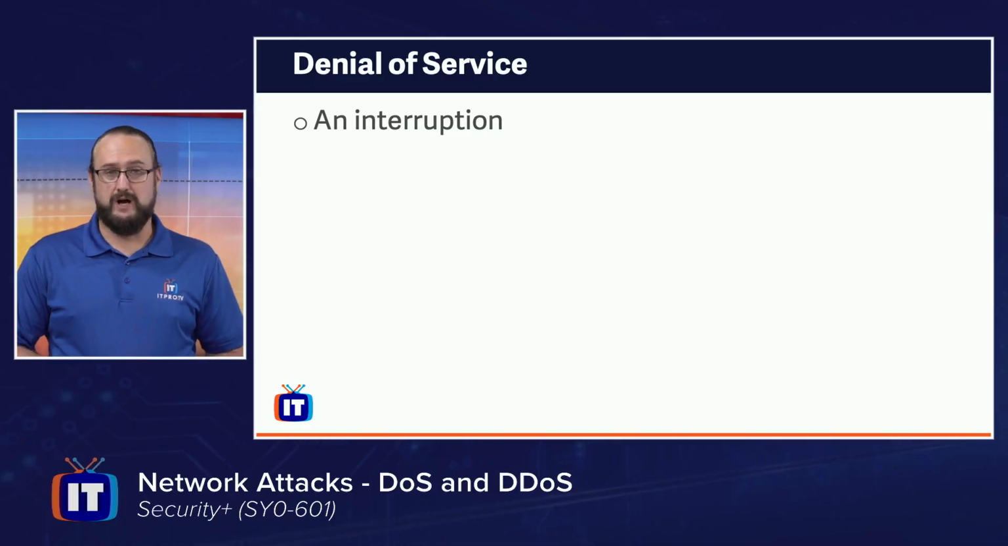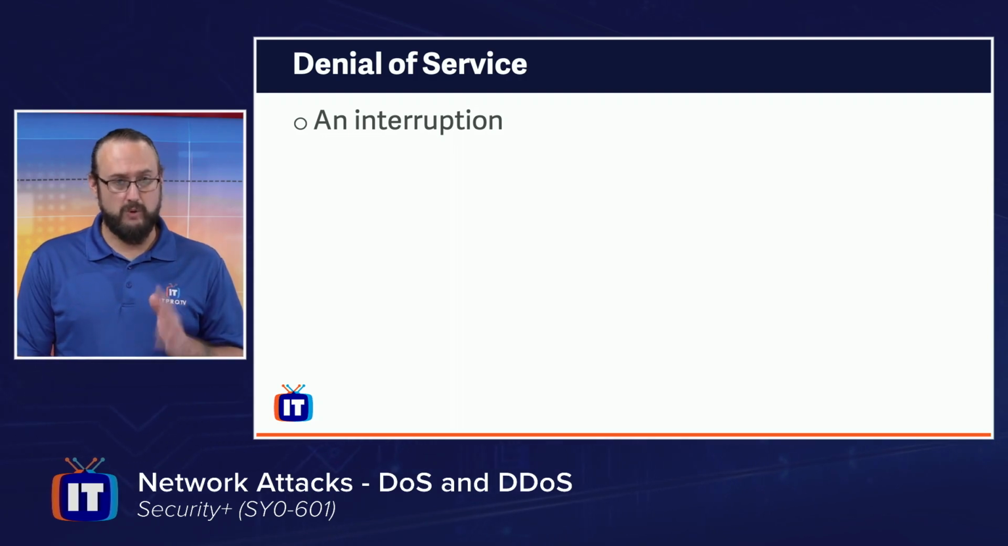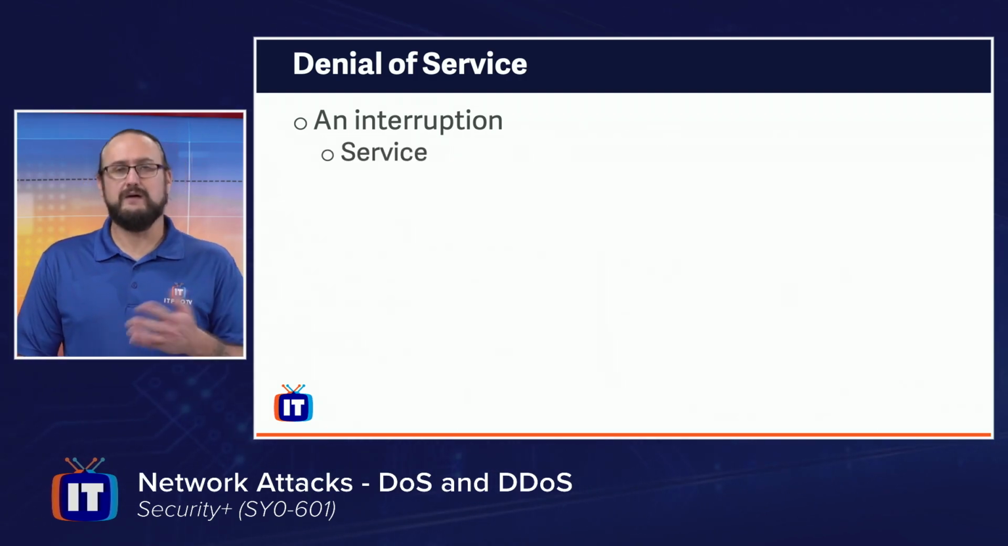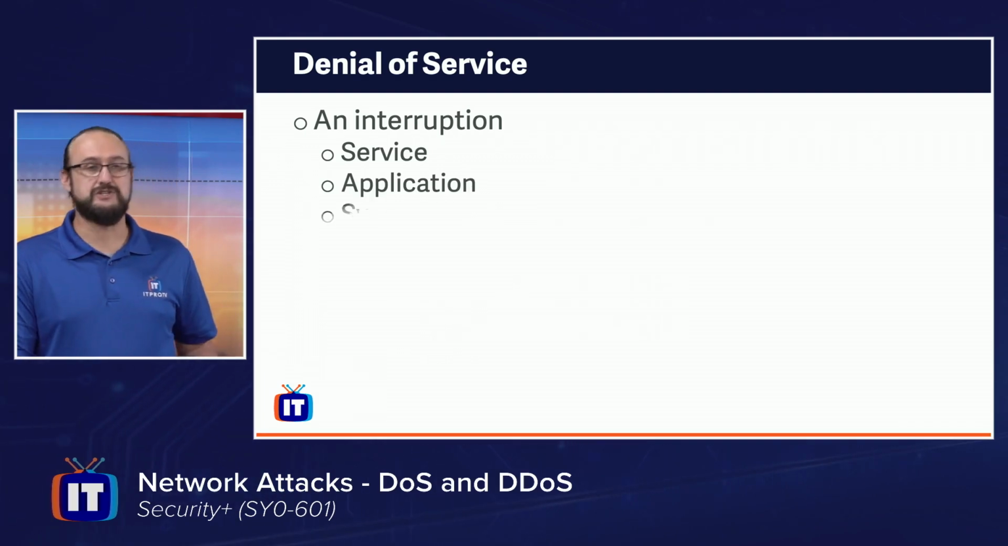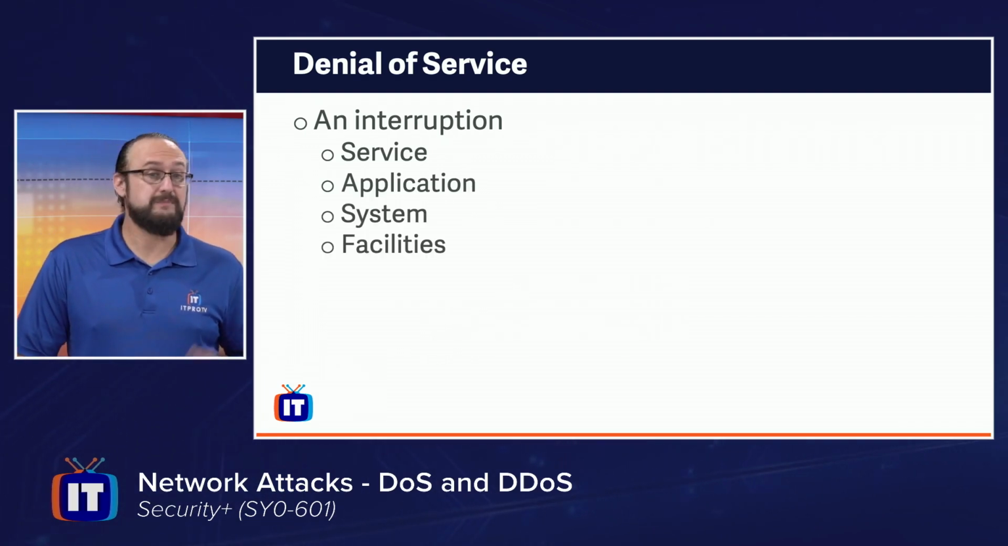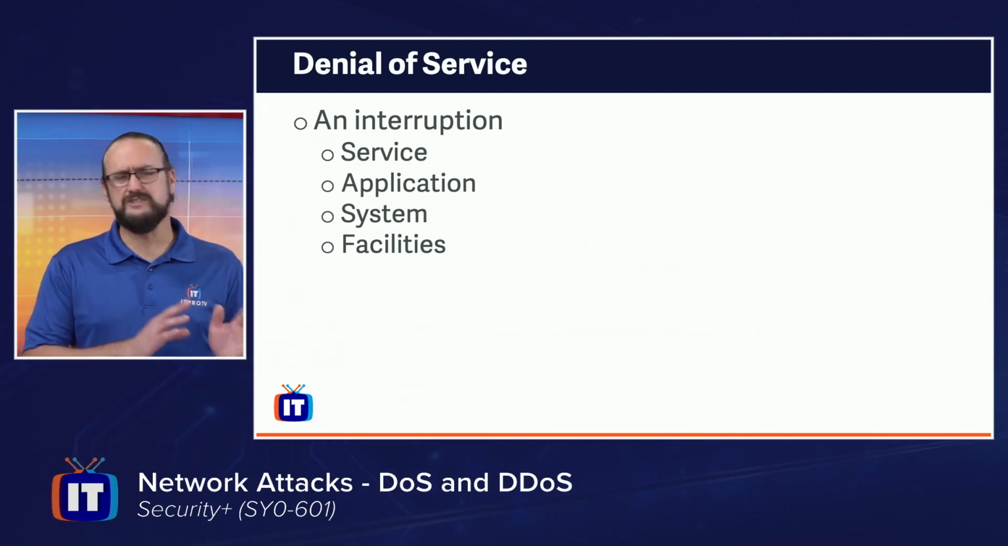All right. Well, when we talk about any kind of denial of service, I want you to know that really what it boils down to is an interruption. Now, it's an interruption of more than just one thing, right? Obviously, we could say it's an interruption of a service. Well, it's in the name, all right? But it could also be an application. It could be a system. It could be facilities. And the reason I say that, these are just some examples.